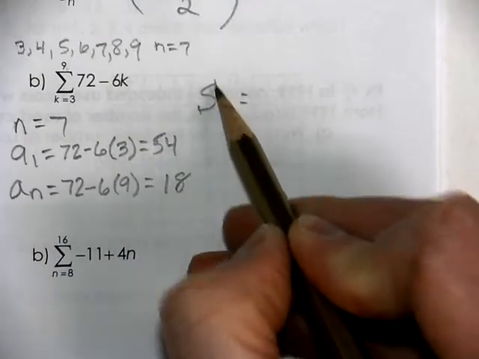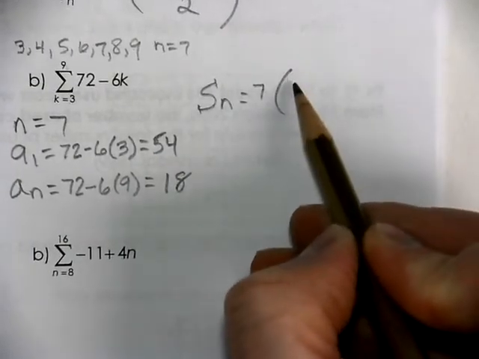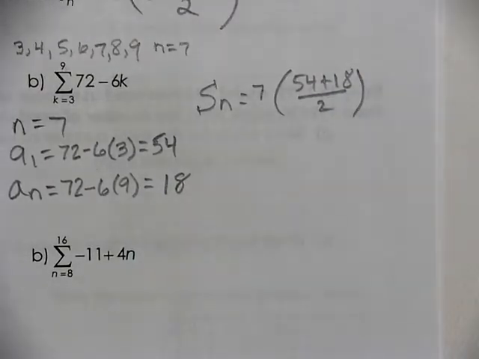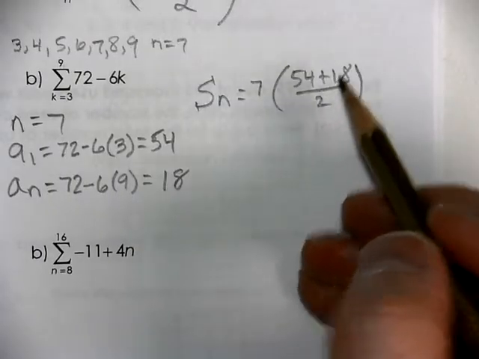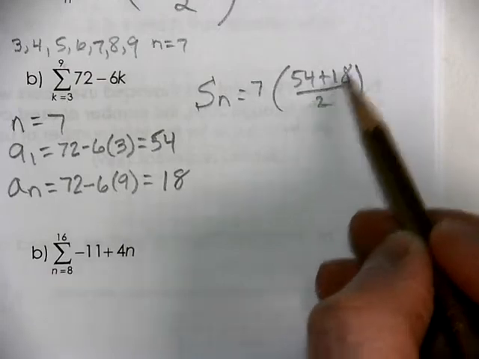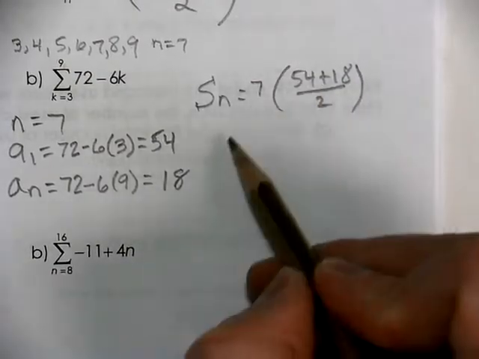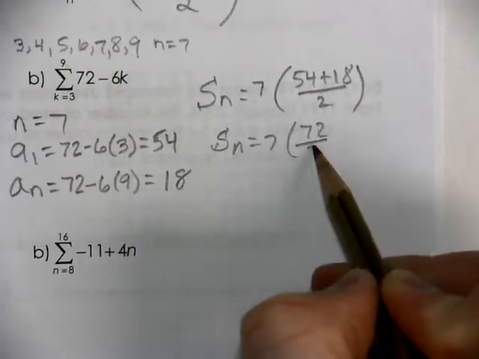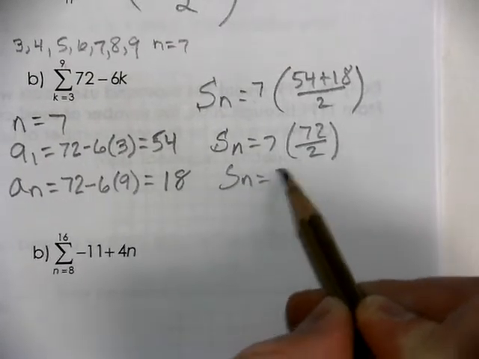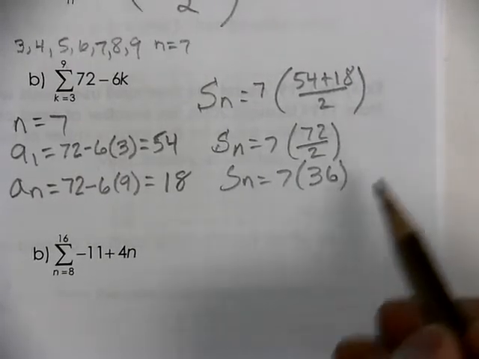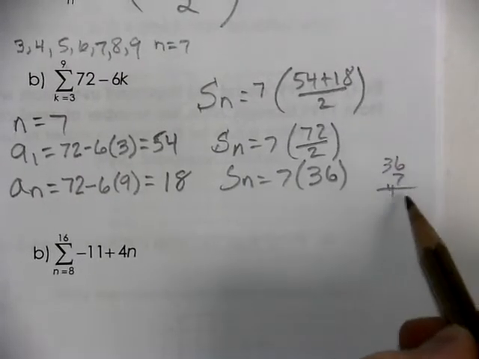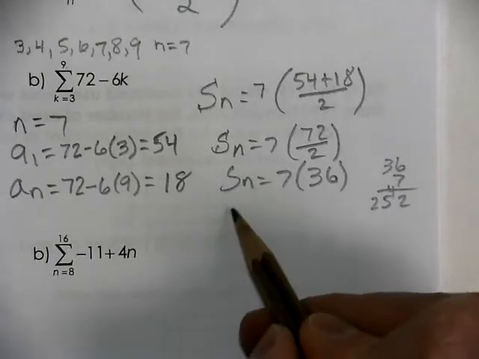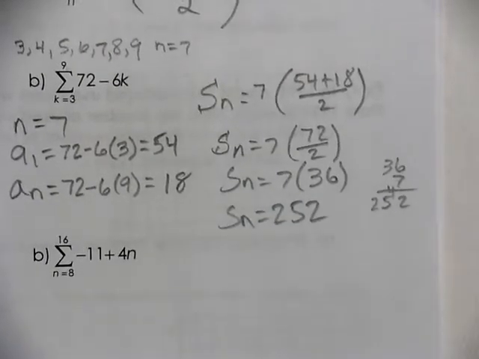So the sum is going to be the number of terms times your first term plus your last term, divided by 2. You cannot just take half of the 54 or half of the 18. You could take half of both. That'd be fine. That would be 72 that you're taking half of, which is going to be 36. And 36 times 7 looks like 252.